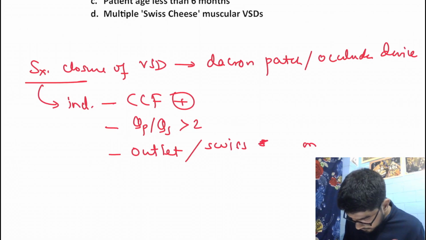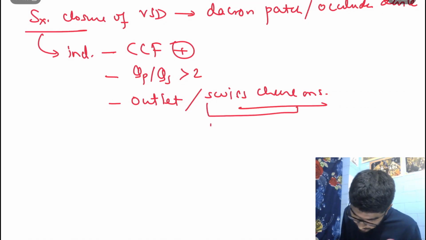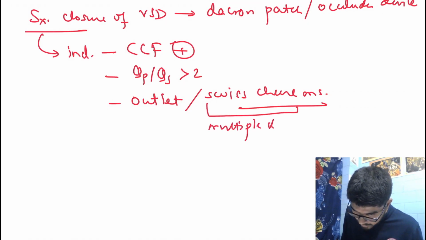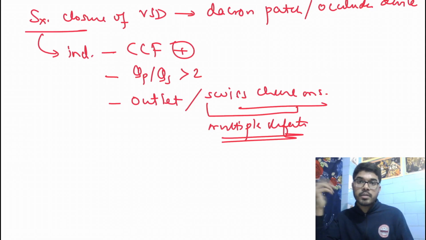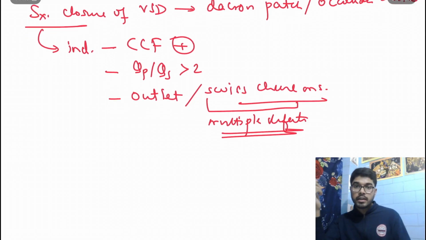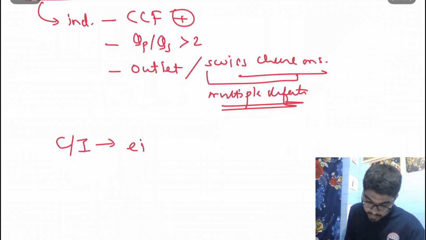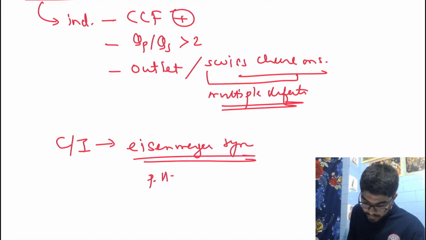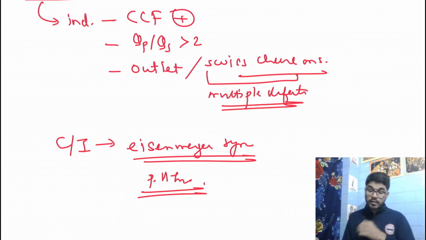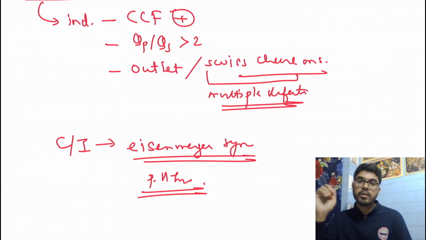muscular variety. What is the Swiss cheese muscular variety? Over here we get multiple defects, like a Swiss cheese, like the Tom and Jerry cheese, right? So these are the 3 indications to perform surgery in VSD. Whereas we have only 1 contraindication, that is Eisenmenger syndrome. Once pulmonary hypertension develops, once Eisenmenger syndrome develops, there is no role of performing a surgery. It won't improve the situation.